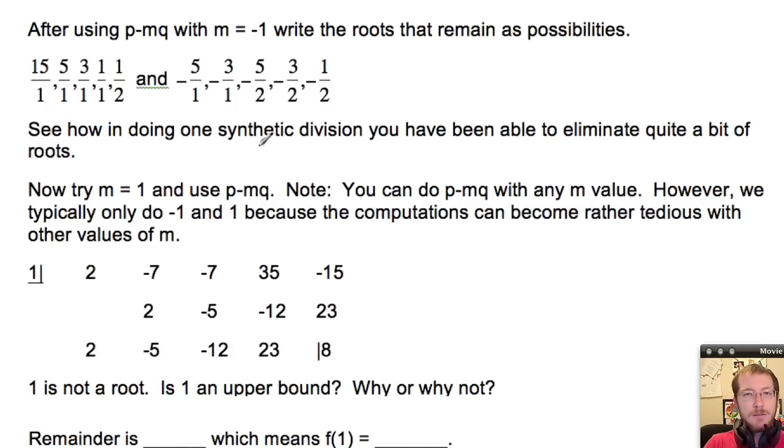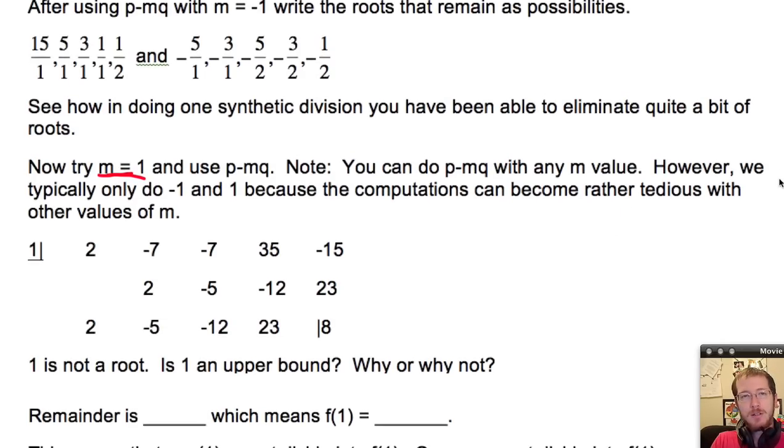So that's still 10 possible roots. So that would be 10 times that you'd have to do synthetic division, and that takes a little bit of time. So if you want to try m equals 1, maybe to narrow down some more of those, that might benefit you in the long run. So p minus mq, if m is 1, that's going to be the same as p minus q. So let's go down.